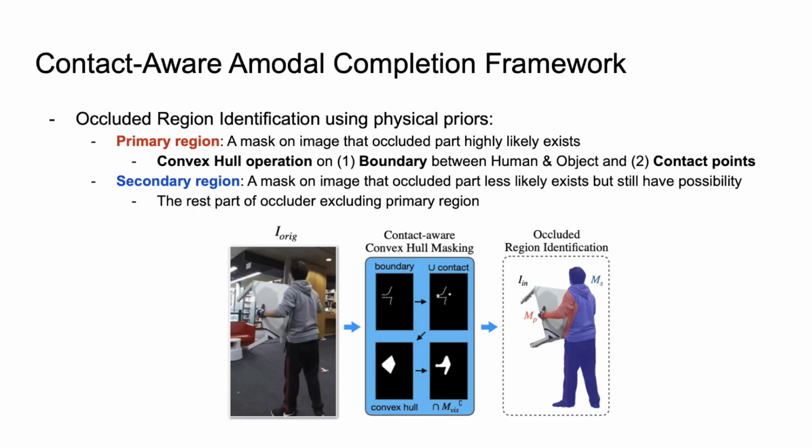The first core step is occluded region identification, where we use physical priors. We define two regions. The primary region is an area where the occluded part is highly likely to exist. We generate this by applying a convex hull operation on the boundary between the human and the object, along with the contact points. The secondary region is the rest of the occluding human, where the object is less likely to be but could still exist.